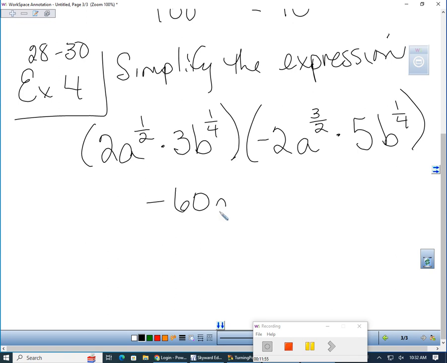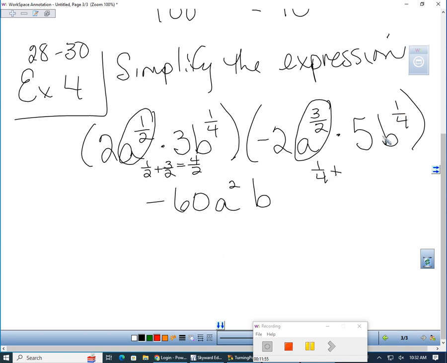Now we're going to start with our a. We have a to the 1/2 and we have a to the 3 halves. So we add our exponents. 1/2 plus 3 halves is 2. It is 4 over 2, which is 2. Now we go to our next base, which is b. We have 1/4 plus 1/4, which is 2 over 4 or 1/2. That is the answer you can keep. That's it. All right? Just because they're fractional exponents doesn't change anything. You still add them together. Okay?